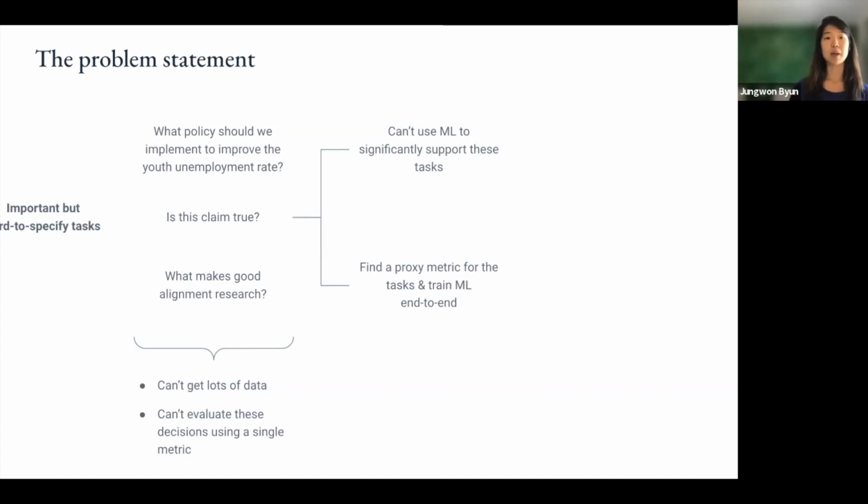So maybe trying to get a bunch of policies and a bunch of policymakers to evaluate whether or not the policy is good or not, like thumbs up or thumbs down. Unfortunately, there are a couple of problems with this approach.